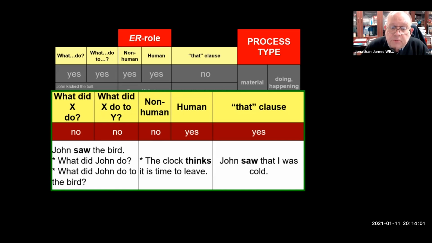Can the initiator be non-human? The clock thinks it is time to leave. No, it cannot be like that, right? A clock cannot think. So you're saying that it must be human-like. It must have some sense of consciousness. Can it take a that clause? Can it project? Yes: John saw that I was cold. All right, so we've established through these three tests that material doing processes are very different in how they behave than mental processes.